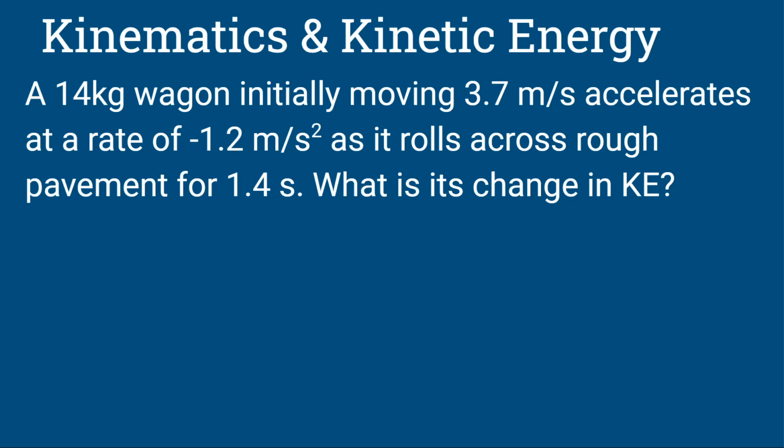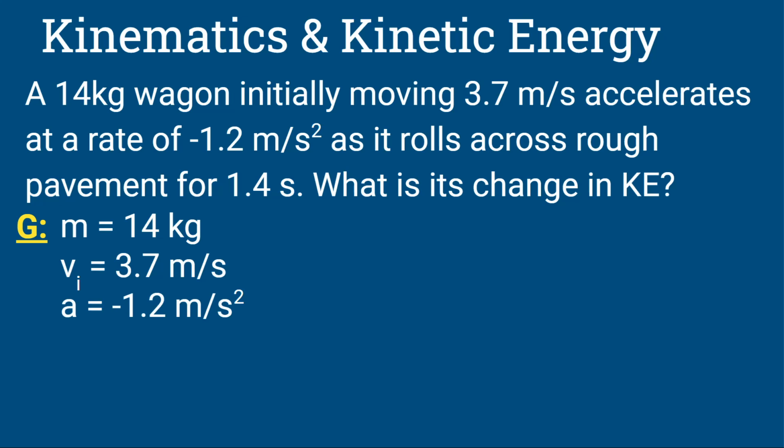Let's try this one. I've already had you use 2 different formulas from last unit. Let's see what I give you this time. It's different. A 14 kilogram wagon initially moving 3.7 meters per second accelerates at a rate of negative 1.2 meters per second squared as it rolls across rough pavement for 1.4 seconds. What is its change in kinetic energy?